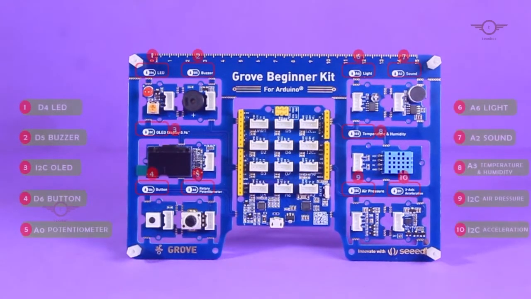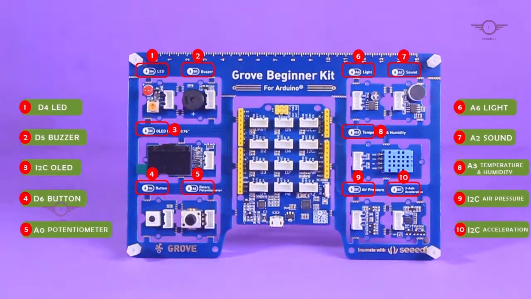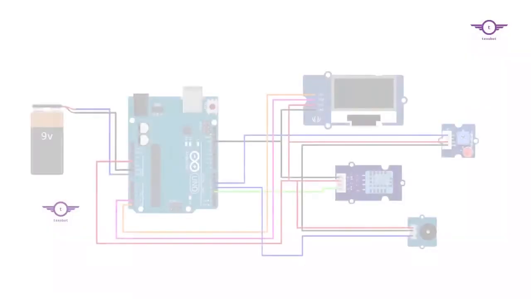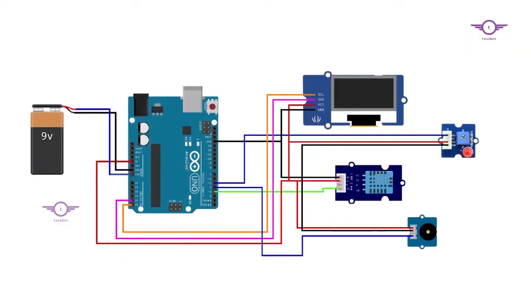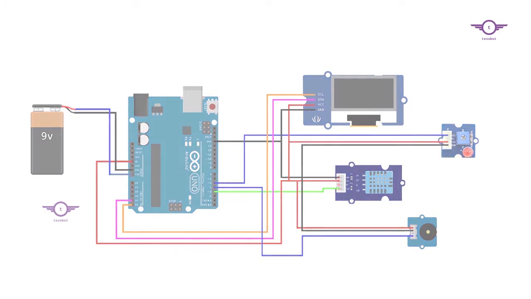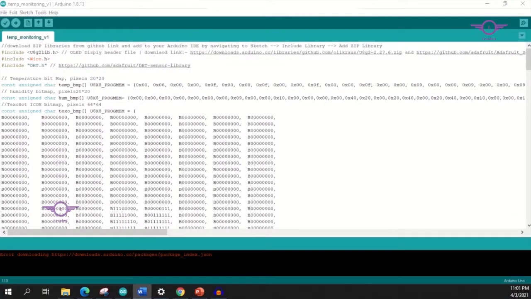You can find the corresponding Arduino pin details of each component on the board itself. Please refer to this circuit diagram if anyone wants to implement this project without using the kit. Now let's move to the Arduino program for this project. Let's understand how these codes work.